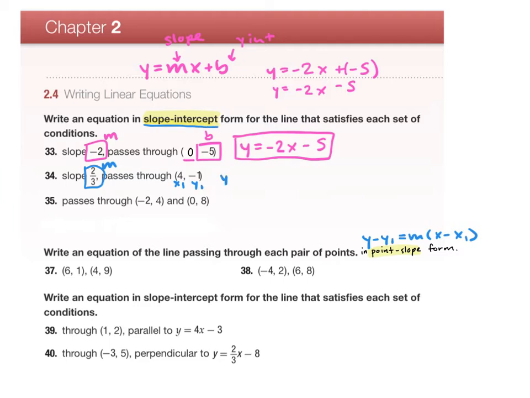So we have y minus y1, which is -1. What can we change minus -1 to? A plus. So this becomes y plus 1 is equal to our slope, which is 2/3, times x minus x1, which is 4. So all we did was plug in.